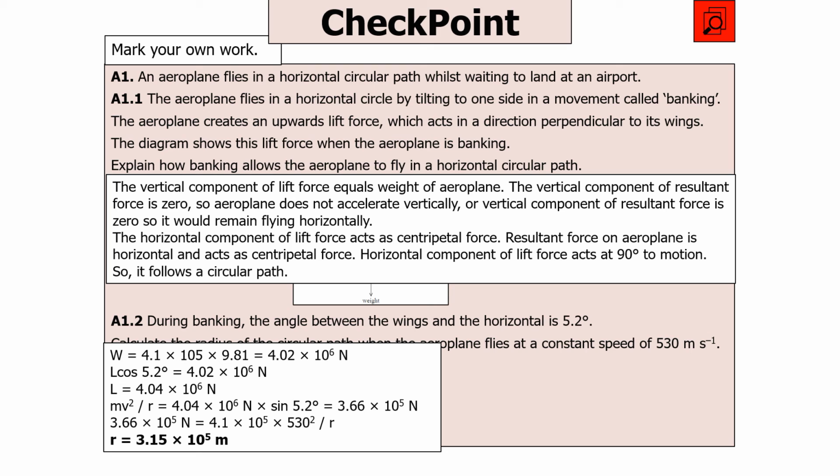We can then say, well, we know mv squared over r is going to equal L sine 5.2, because that's in the horizontal, so we can work out that the value for the centripetal force is going to be 3.66 times 10 to the 5 newtons. We can then say, r is a factor we don't know, but we know the value for F, and we know F equals mv squared over r, so when we rearrange everything, r is equal to 3.15 times 10 to the 5 meters.